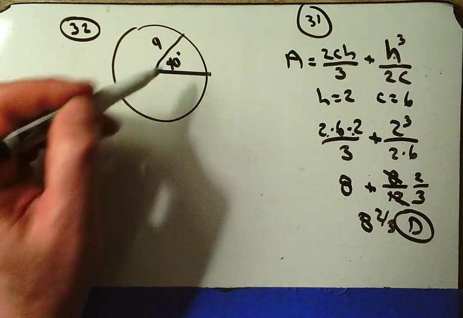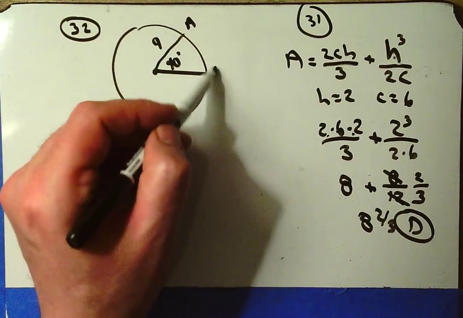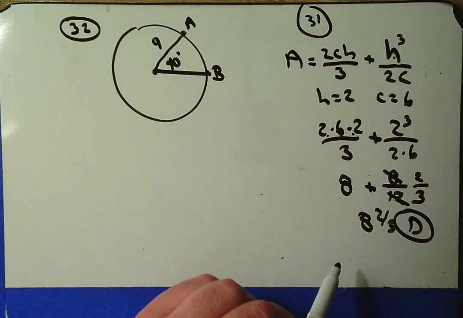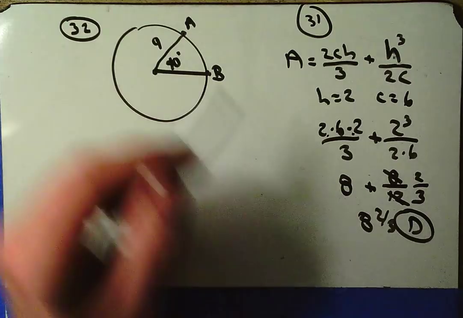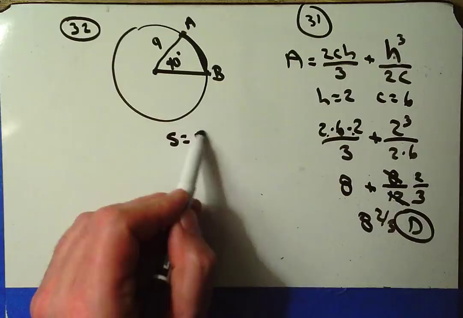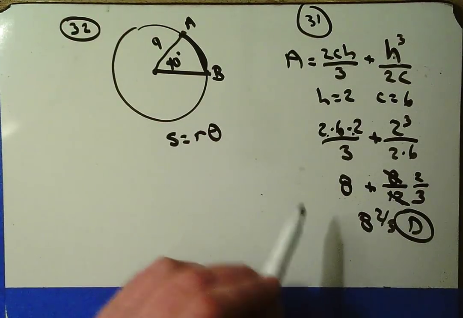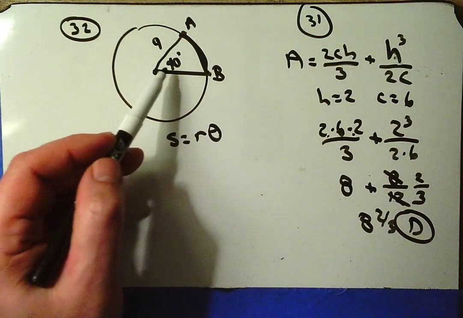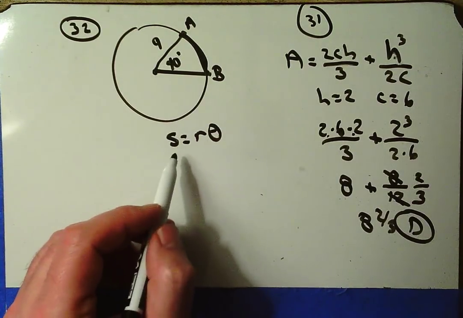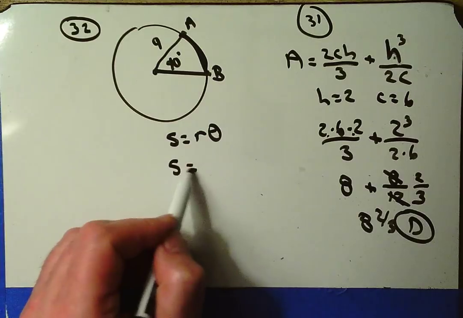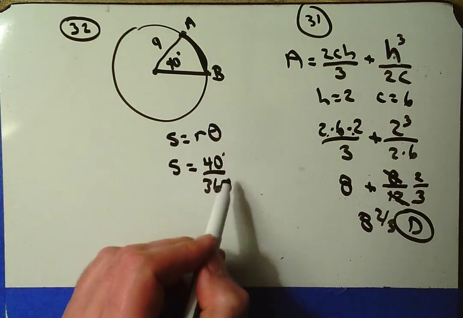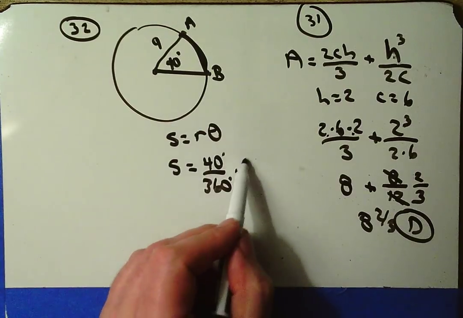Nine, 40 degrees, A, B. Okay, how long is this minor arc? Well, we did an arc length problem before, and we said S equals R theta if you know trig, but you have to turn that 40 degrees into radians, so you might as well think about this problem the geometry way and say that arc length is going to be 40 over 360, what part of the whole circumference?